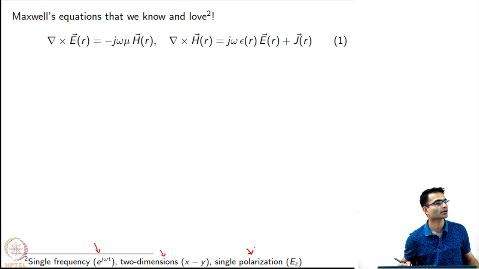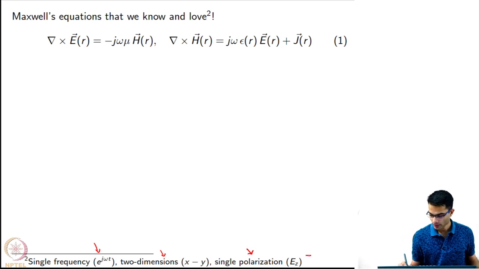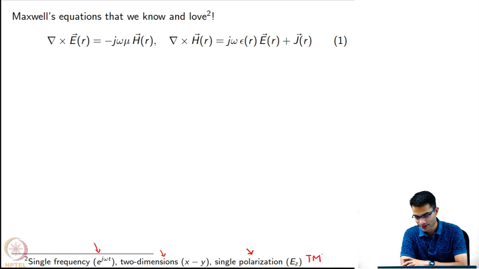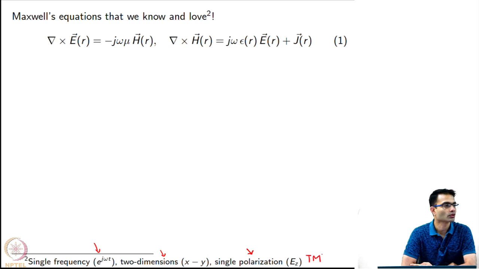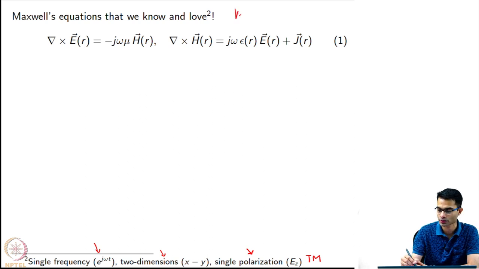Ez corresponds to which polarization? TM, right? TM polarization, yeah. Ez, Hx, Hy. So much of this is going to be familiar to you all, because we are going to use a volume integral method, right? That is the easiest and most intuitive way to formulate this inverse imaging problem, okay. So this is volume integral.